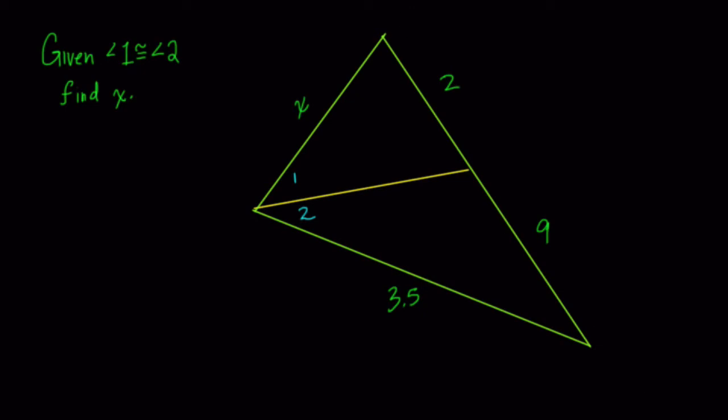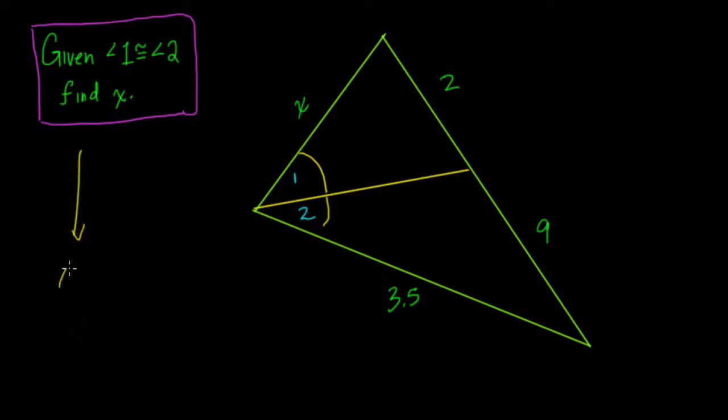Okay, so here, really all we're told is that we're given that angle 1 is equal to angle 2, and we need to find the value of x. Because angle 1 and 2 are right next to each other and they're both equal, what I think of right away, and something that pops up almost all the time in any trigonometry course, is the angle bisector theorem.